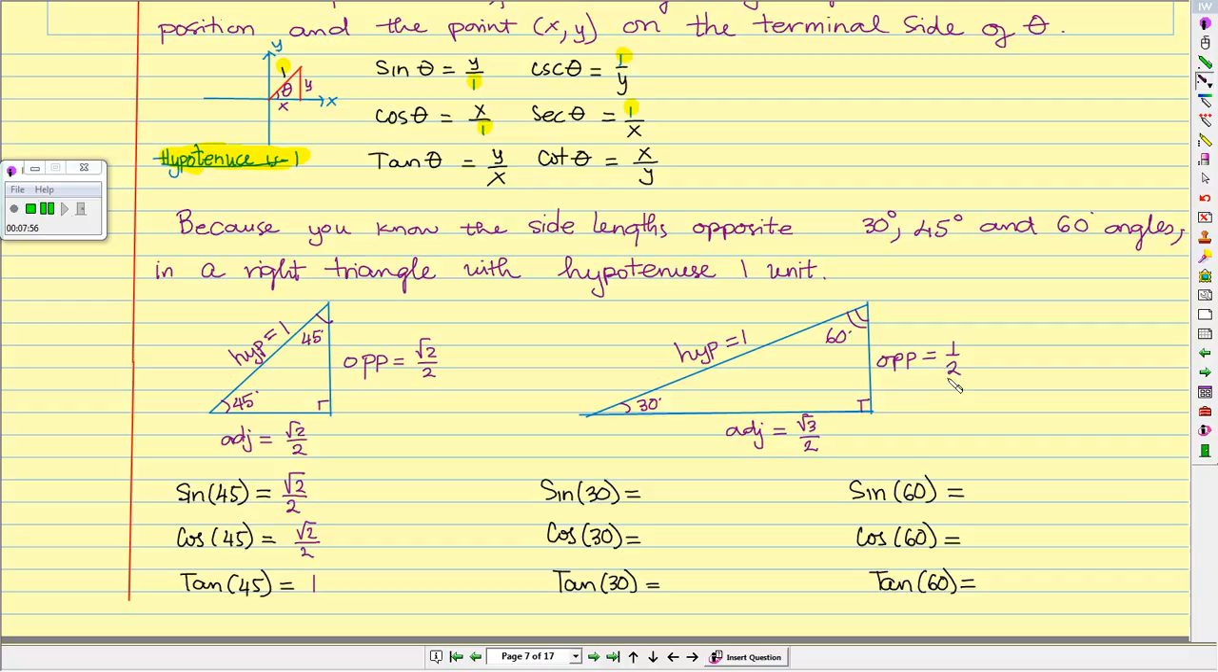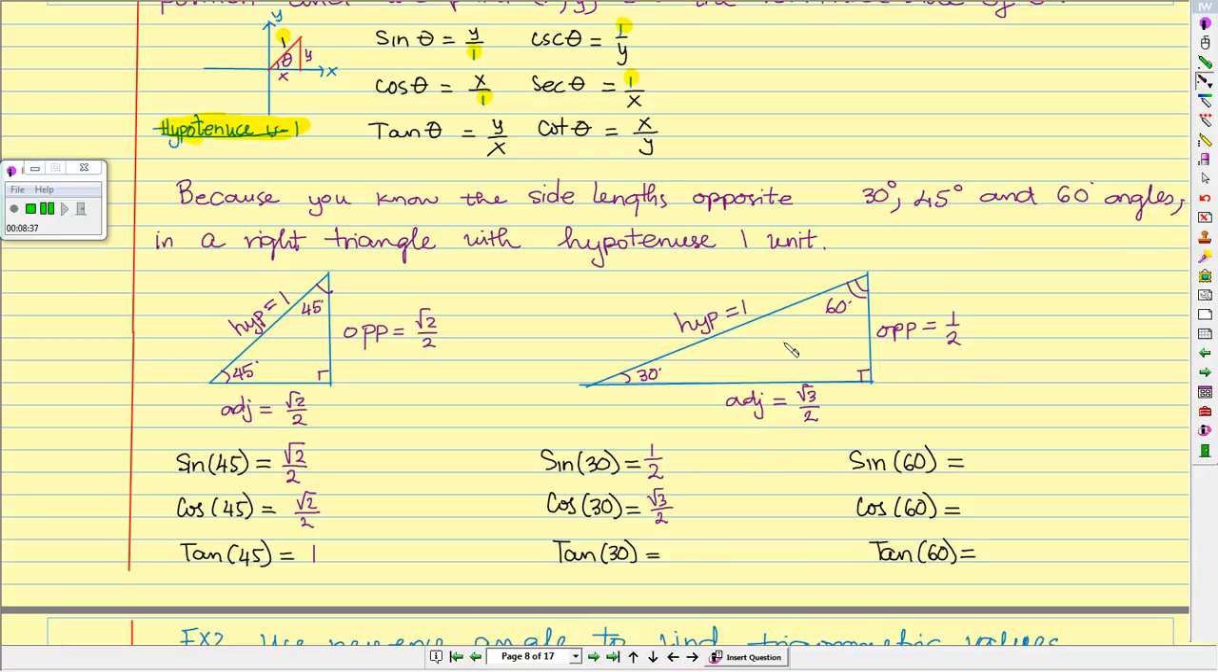Next, if I look at 30 degrees, my opposite is 1/2. So sine is opposite divided by hypotenuse. Again, the hypotenuse is 1, so you can ignore it, because when you divide by 1, the answer is the same. So just 1/2. Your cosine of 30 degrees is adjacent divided by hypotenuse, so it's just square root of 3 over 2, basically just the adjacent. Tangent, this one requires some work here. Tangent is opposite divided by adjacent.